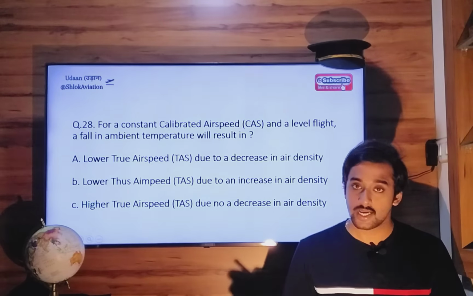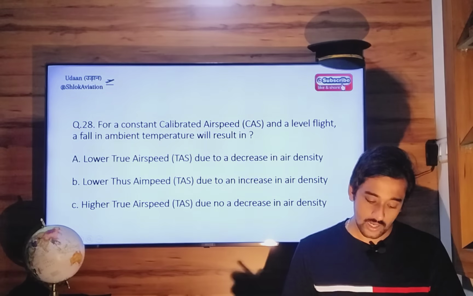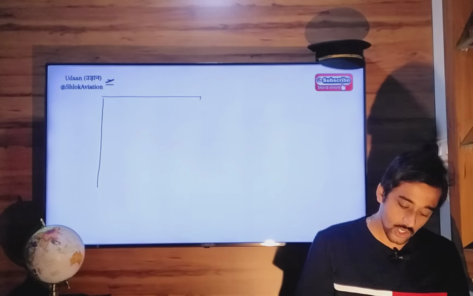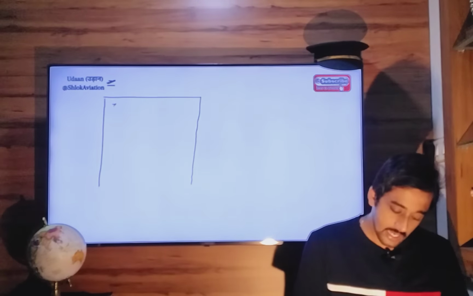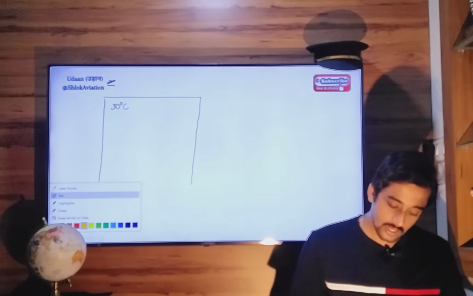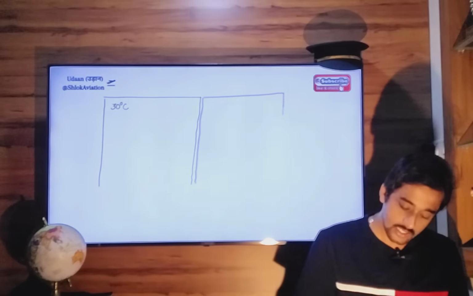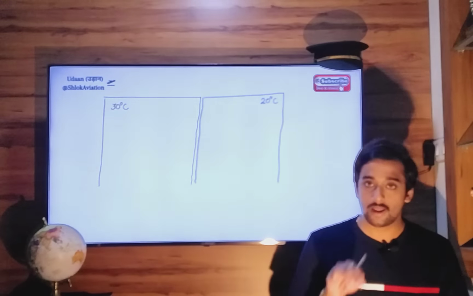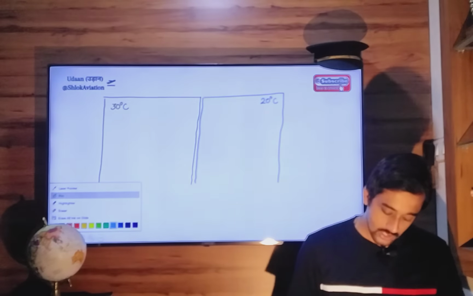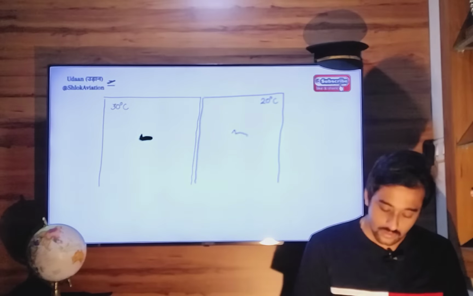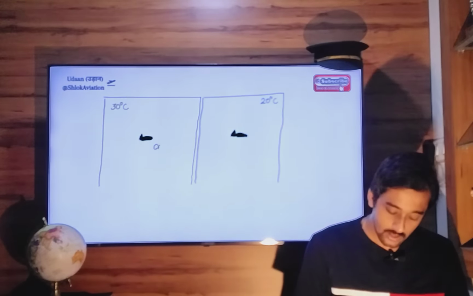For a constant calibrated airspeed and a level flight, a fall in temperature will result in what? So this is a little different sum. Let's say you're flying in a particular air mass. This is your initial air mass where the temperature is 30 degrees Celsius. From this air mass, you enter a new air mass which is colder than that, and the temperature in this air mass is 20 degrees Celsius. You are flying a level flight, you are not changing your altitude, and you are flying at constant calibrated airspeed.